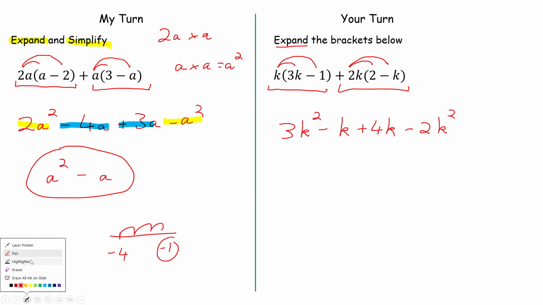Again, let's now go and collect up the terms that are like. So you've got a 3k squared and a negative 2k squared. And you've also got a negative k with a plus 4k. So what's 3 take away 2? It's going to give you 1. So 1k squared, or just k squared, means the same thing.